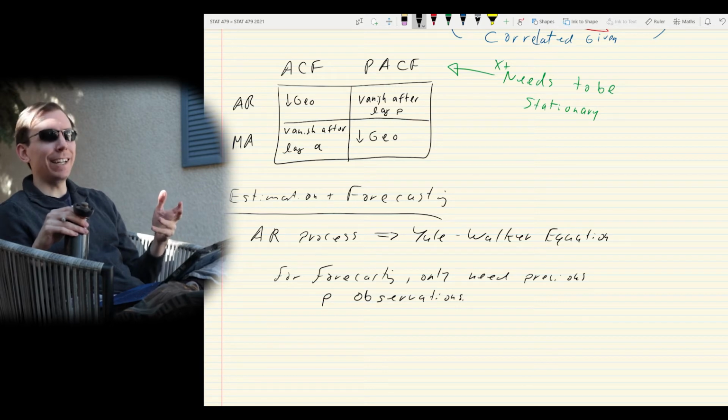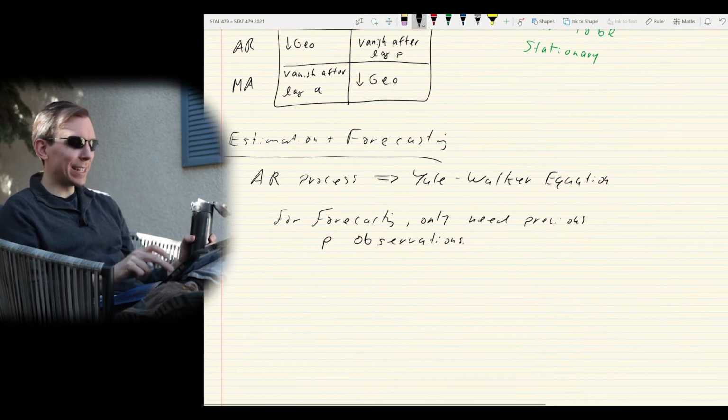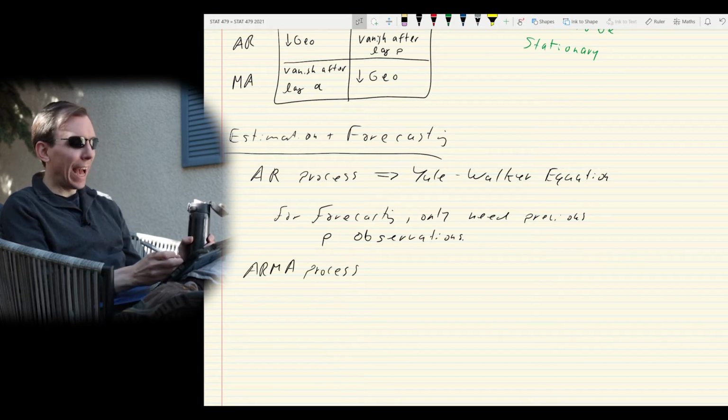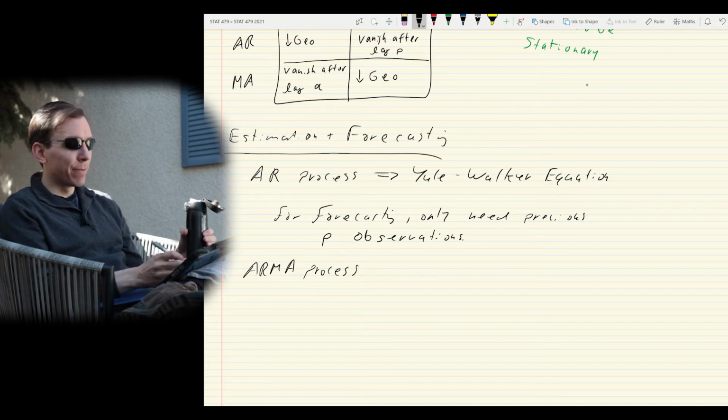And that makes it very easy to run. That's in contrast to doing the same thing for the ARMA process. Because if we have an ARMA process with a, say, non-trivial moving average component, well, we don't have this nice setting where we can use the Yule-Walker equations. Instead, we end up using maximum likelihood estimation.